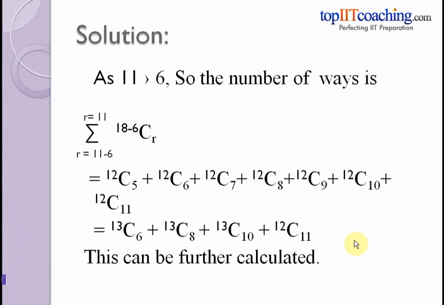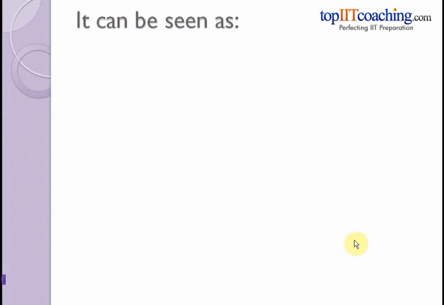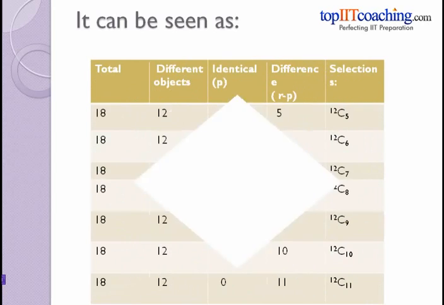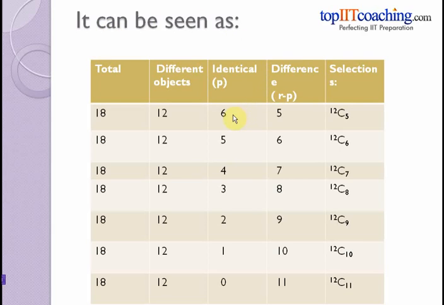Now let's try to see this problem in a tabular manner and how we have actually solved it. What we see is the total number of objects is equal to 18. Out of those 18 objects, different objects are equal to 12 and the identical objects are equal to 6, and we have to choose 11 objects. So let us say in the first case we have chosen all the 6 identical objects. Now we have to choose 11 objects, so 5 objects have to be chosen from a set of different objects, that is 12 objects.